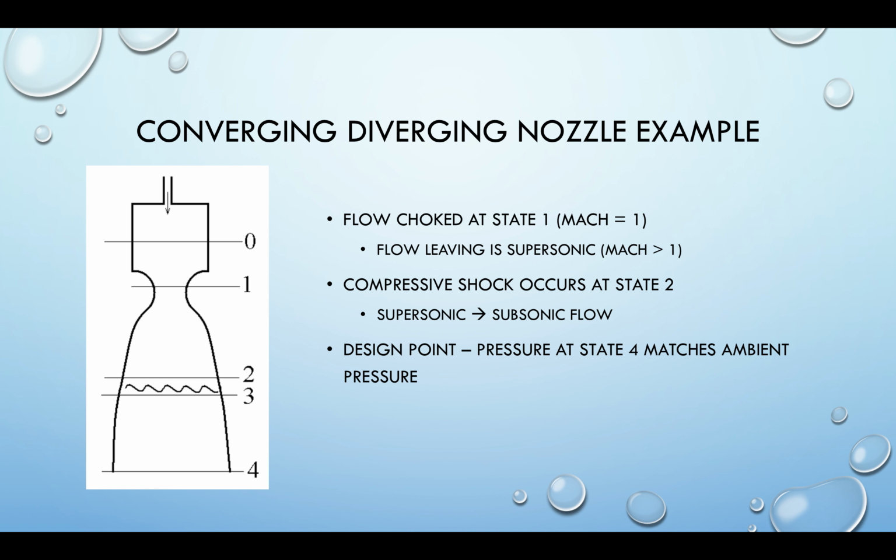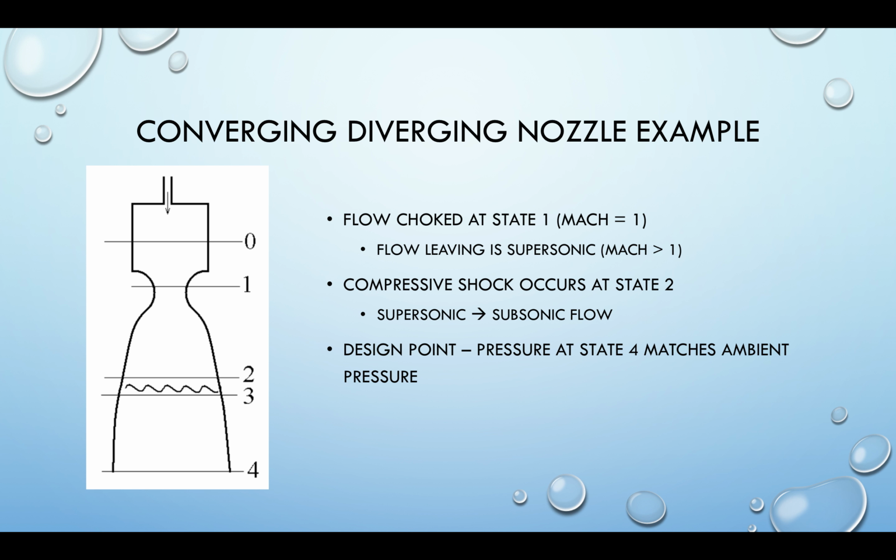So we see flow entering from a vacuum chamber from state 0 to 1. State 1 shows the throat of the nozzle. And what happens here is that the flow is actually choked there, which means the Mach number reaches 1, and the flow reaches the speed of sound. But the flow leaving the throat actually is supersonic, which means it accelerates. A compressive shock occurs at state 2, which means instantaneously the flow is taken from supersonic to subsonic.